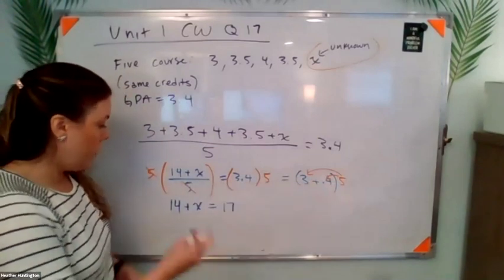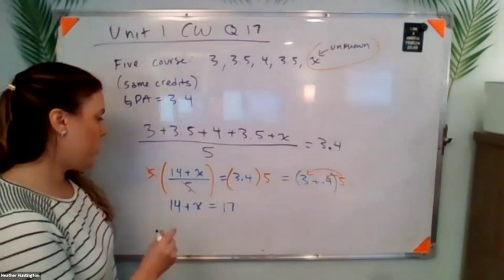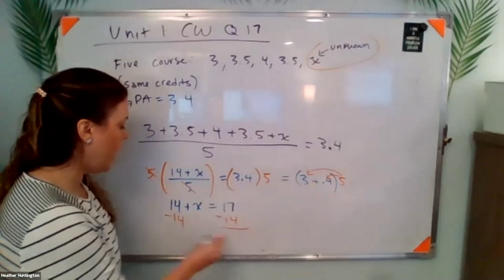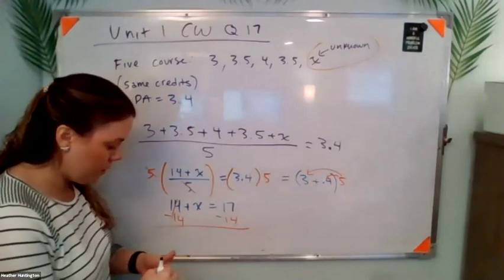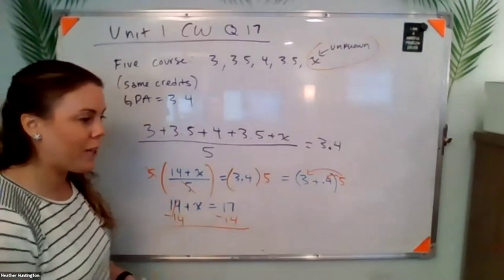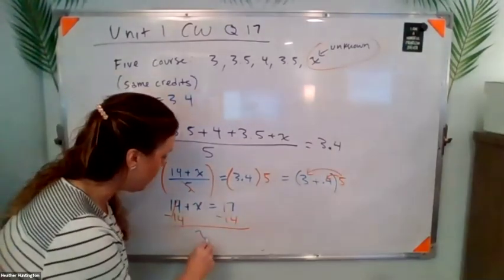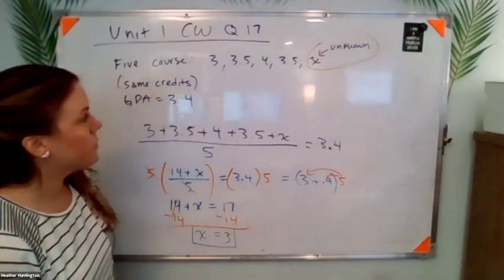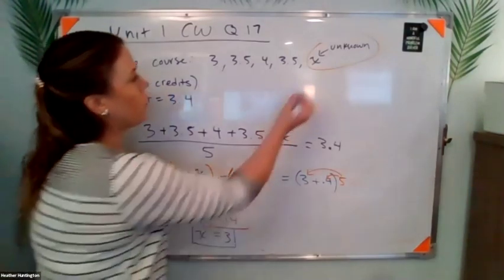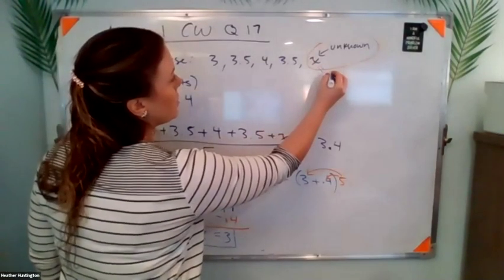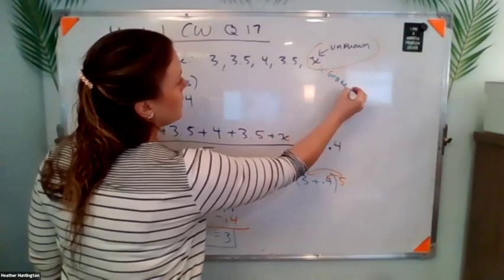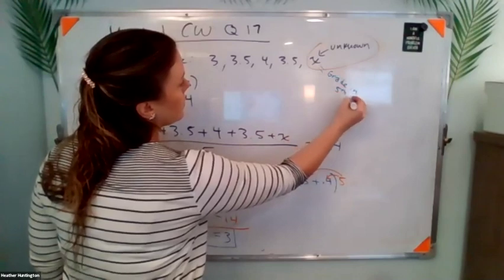So now I have 14 plus x equals 17. To solve for x, we subtract 14 from both sides. It's the BS rule. It's not really BS. BS stands for both sides, not the BS that you're thinking of. So I'm getting that x equals 3. What is x? That's the last course. So that's the grade in the 5th course.